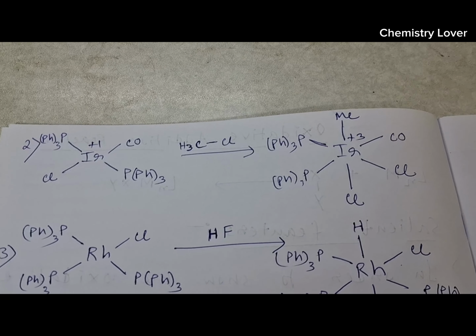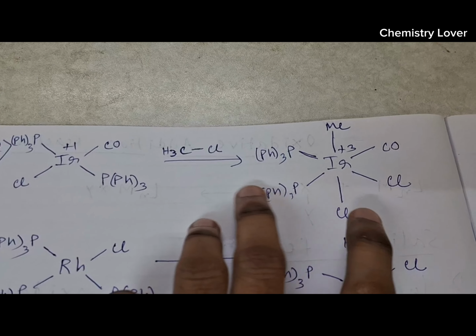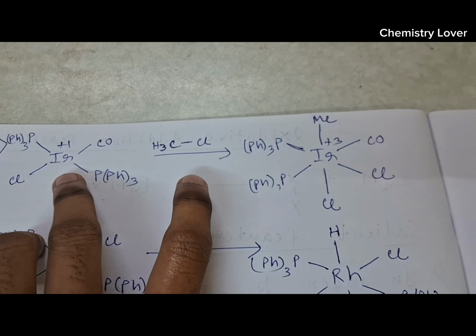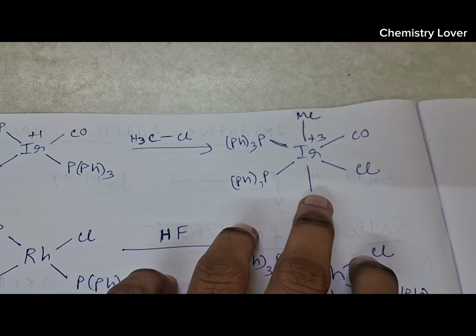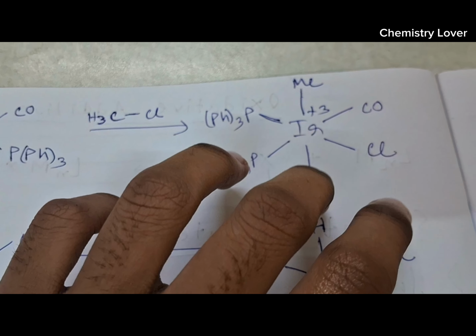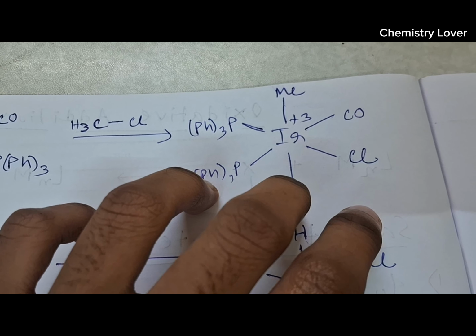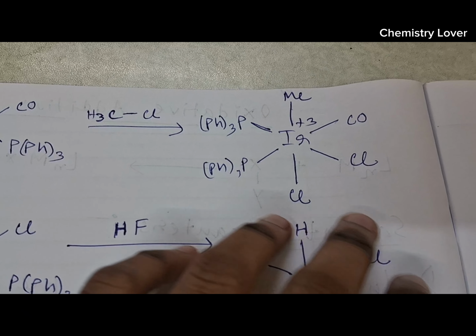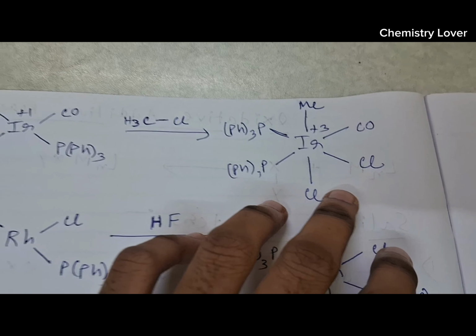to 6, because here methyl and chloride are 2 incoming groups that get added to the metal center, and this is a trans product. Why trans? Here you can see chloride and methyl are present at just opposite sides with respect to each other. For this reason this is a trans product.